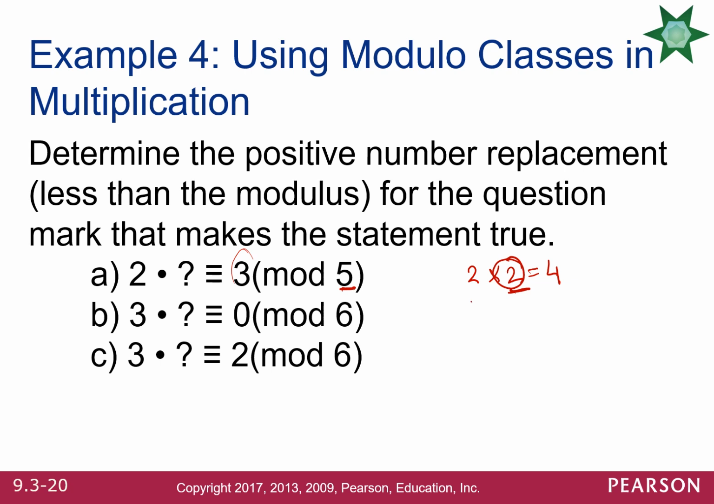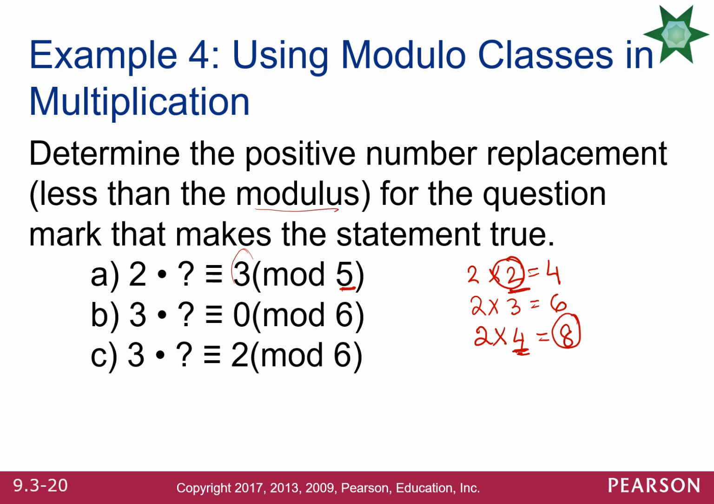So let's go to the next one. 2 times 3 is 6, but 6 divided by 5 does not give a remainder of 3, correct? So let's move on. 2 times 4 is 8, right? So now take the number 8. 4 is less than 5, so we are good in that respect. It's a value less than the modulus.